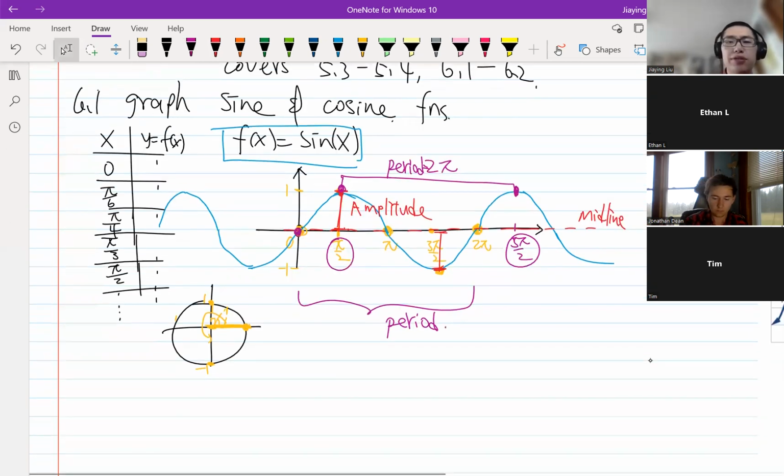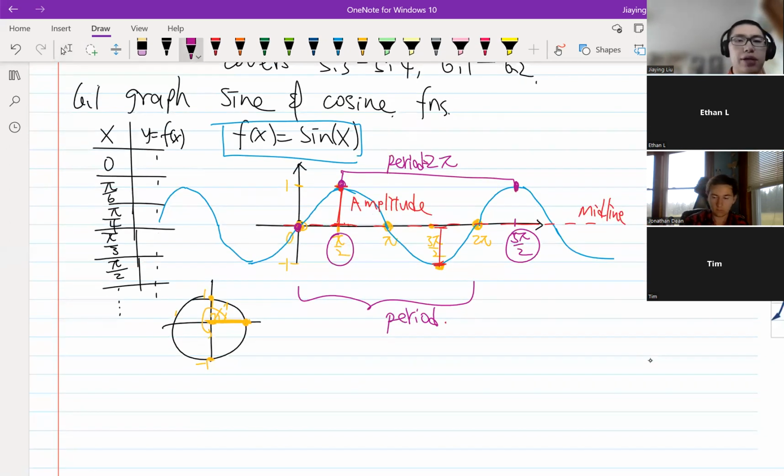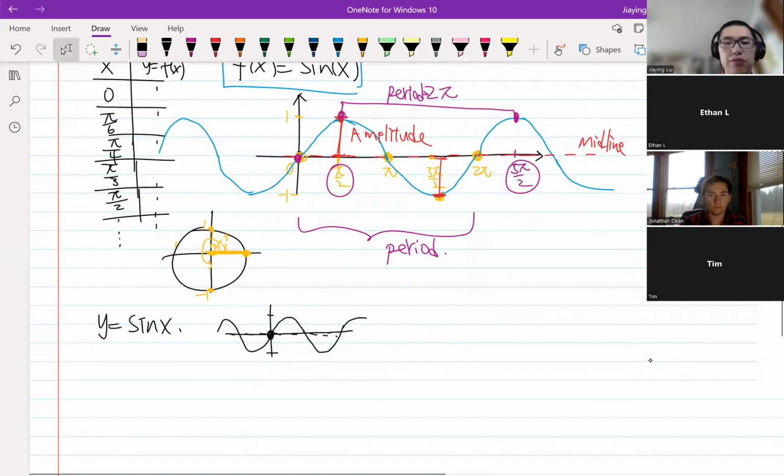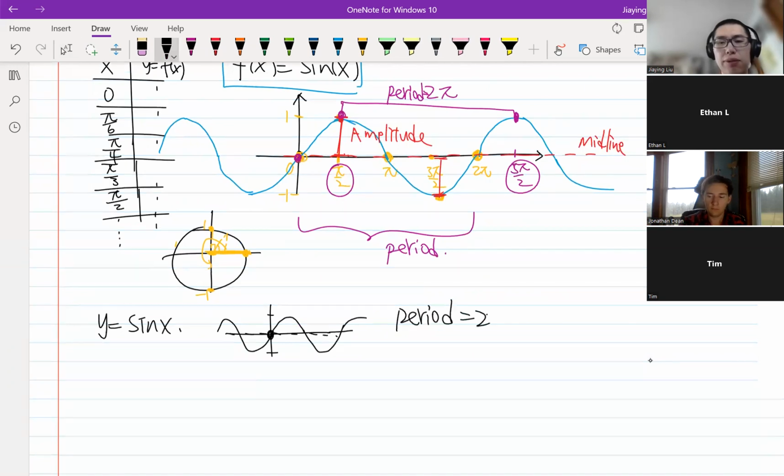Right. So let me write down this value. For the sine function, y equals sine x, we have this graph. The midline is at the x-axis, and we have this amplitude, which is 1 unit above. The graph starts from the midline going up to the right and then repeats. Same thing on the left. So for this specific function, the period is equal to 2 pi. Make sure you remember this if you haven't.